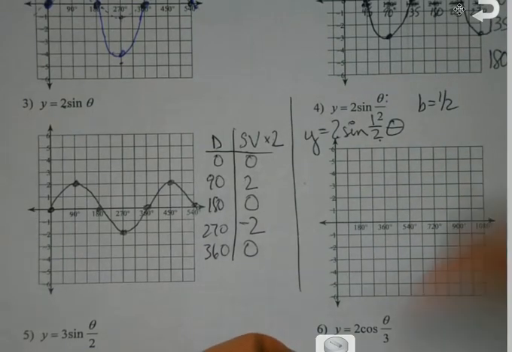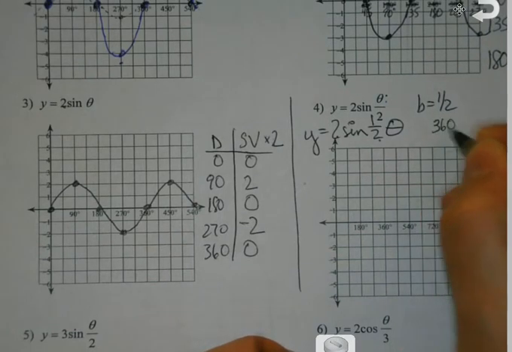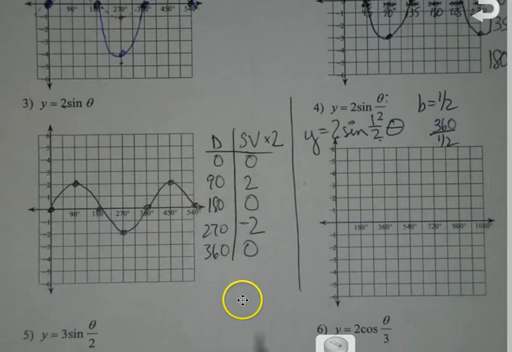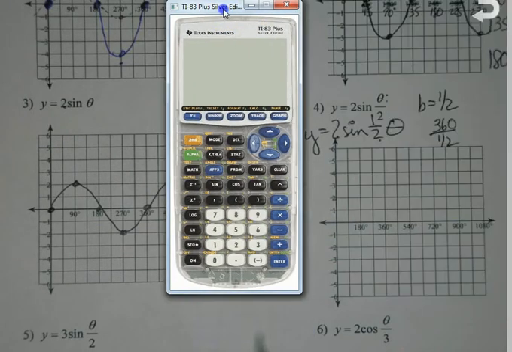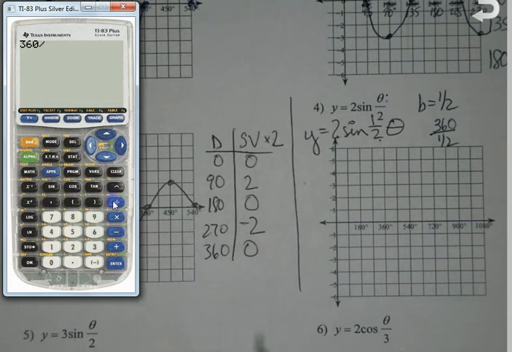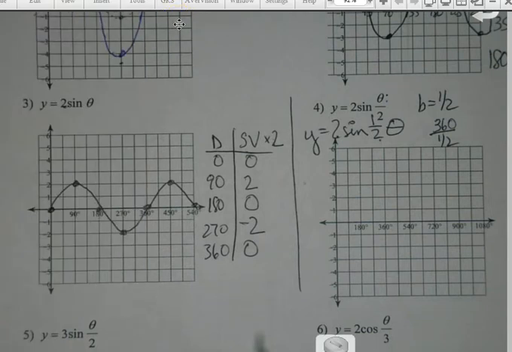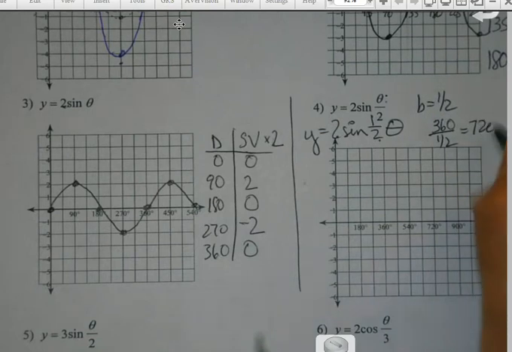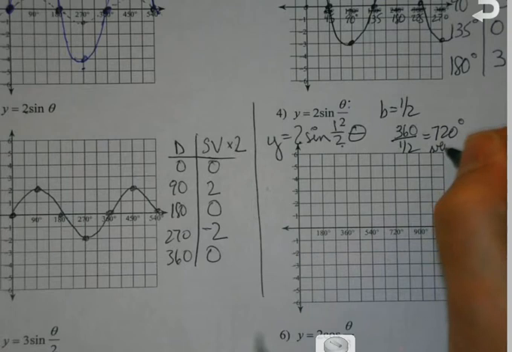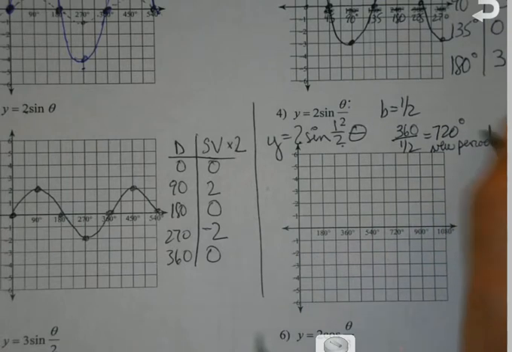So now I have to do 360 divided by 1/2. Now be careful, 360 divided by 1/2 isn't 180. We just looked up above, 360 divided by 2 is 180. When you divide by a fraction, that actually makes this smaller. So let's get out of here for a second. 360 divided by, and I'm just going to use 0.5, is 720. So 720 is going to be my new period.